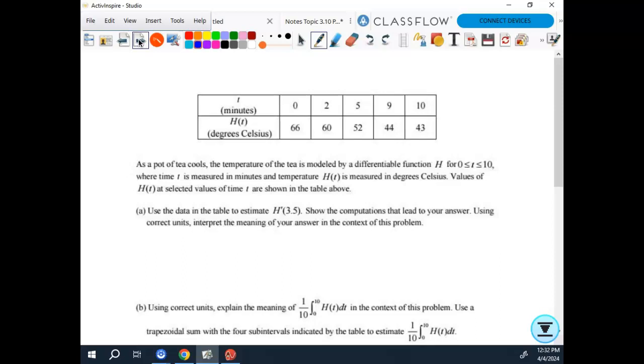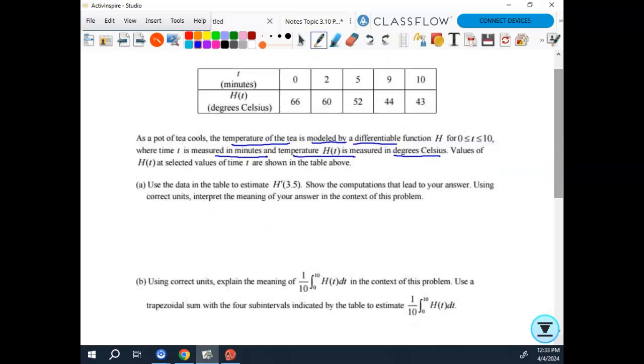All right, so as a pot of tea cools, the temperature of the tea is modeled by a differentiable function, H, where time t is measured in minutes. So t is in minutes, temperature is in degrees Celsius, values of h of t at selected values of the time are shown in the table above. Okay, use the data in the table to estimate h prime of 3.5.